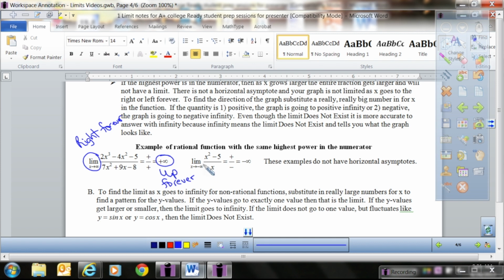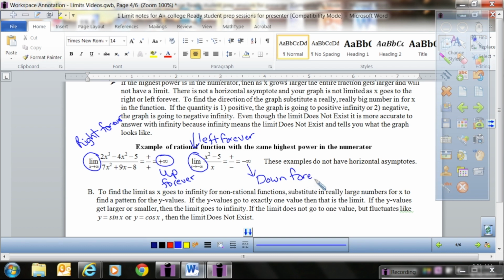If I put a really big negative in and I squared it, well, that would be positive. But if I put a negative down here, that would be negative. And that means that this graph is going to go down forever. So as I go, what does that mean? That means left forever. As I go left forever, the graph goes down forever.